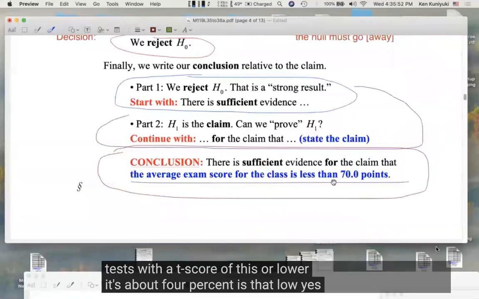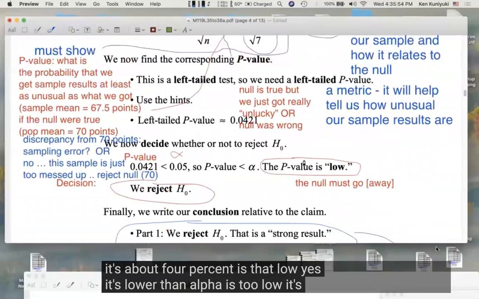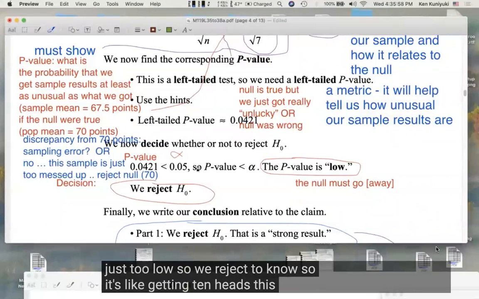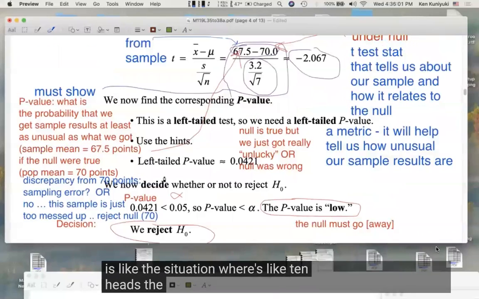Is that low? Yes, it's lower than alpha. It's too low. So we reject the null. So it's like getting 10 heads. This really is like the situation where it's like 10 heads. The left tail probability is just too low, all right?